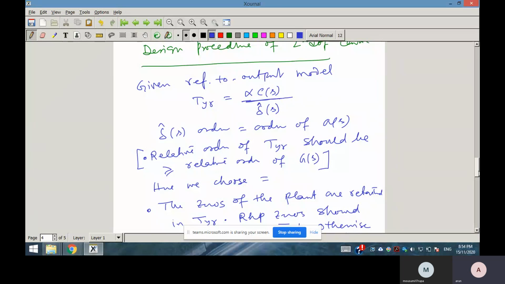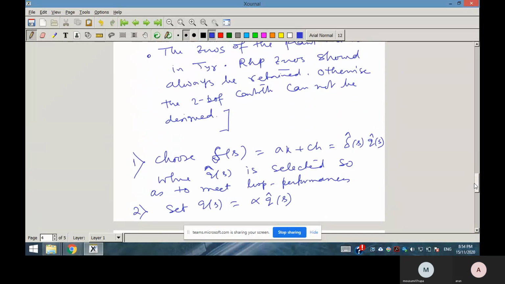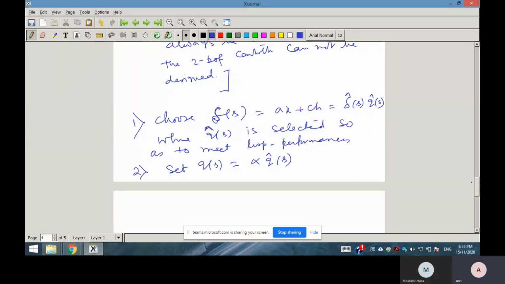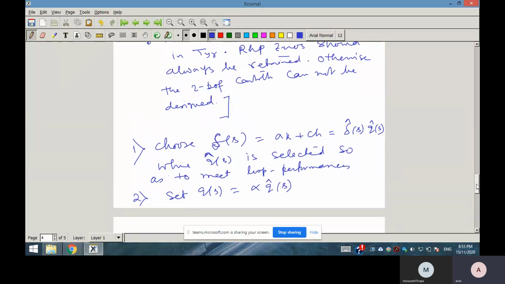Once this you have designed, then you have to choose delta S, and delta S you will choose as delta hat S into Q hat S, where Q hat S is chosen such that some loop performance like sensitivity peak and disturbance, noise attenuation, all these things are obtained. Then ultimately set QS equal to alpha into Q hat. Now the question is why we will set like that.